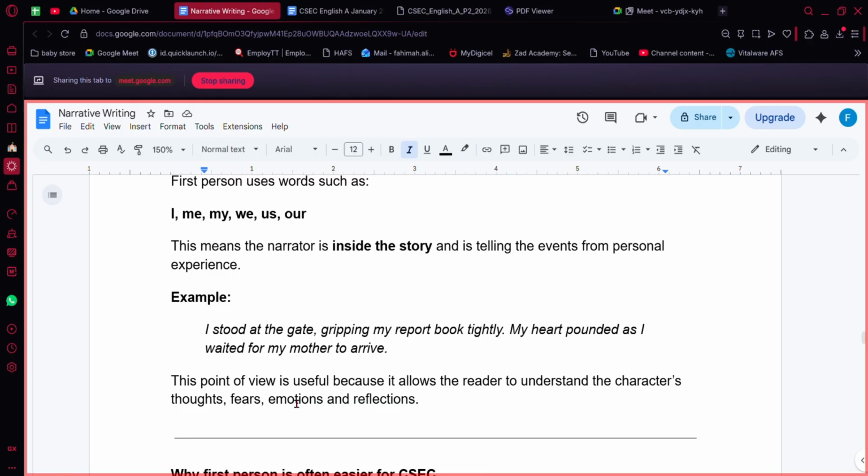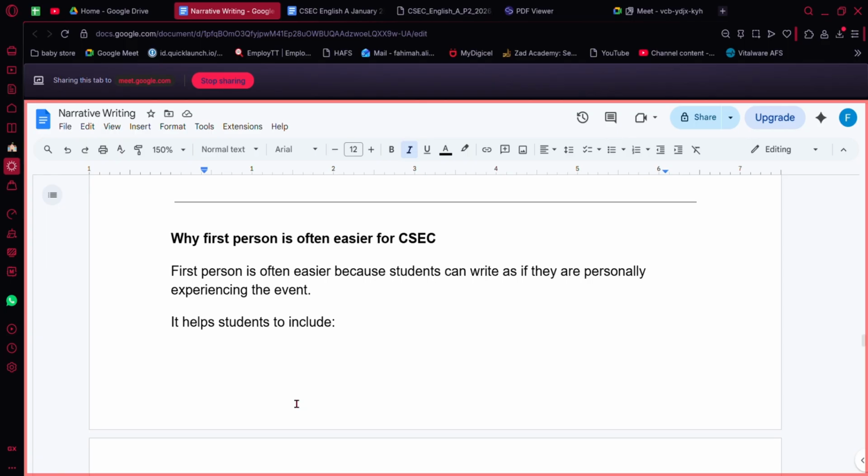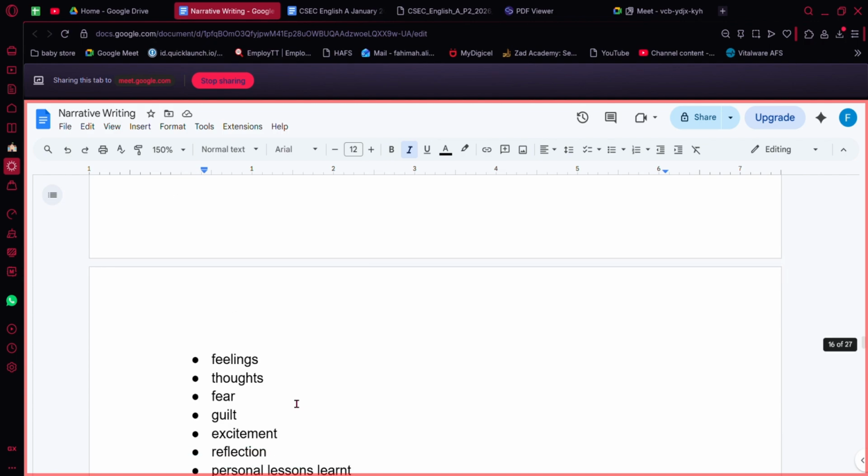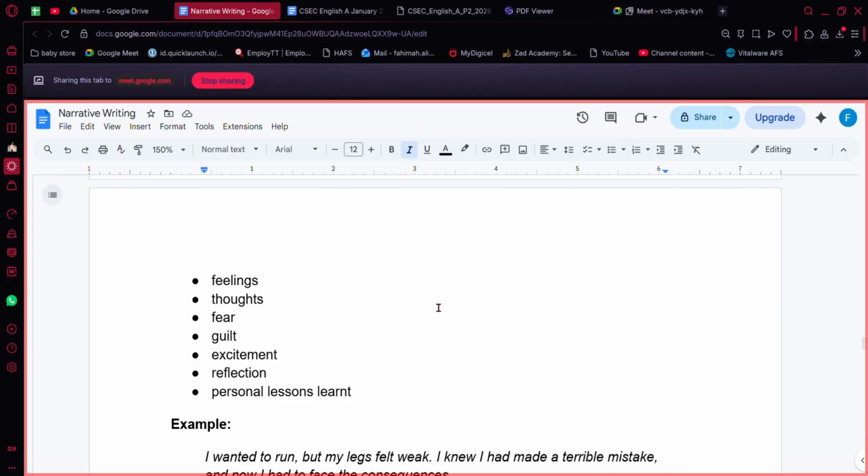So first person is often easier in CSEC because you can write it as if you are personally experiencing the event. It also helps students to include your feelings, your thoughts, your hope, your fear, your guilt, excitement, reflection, and any personal lessons that you may have learned from the story.